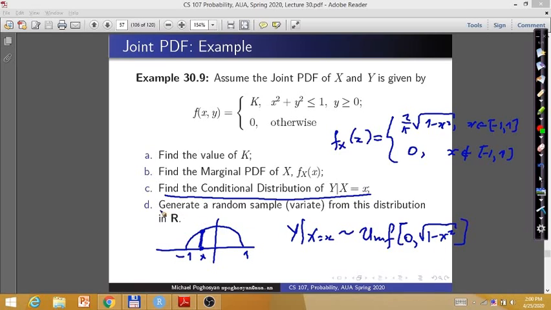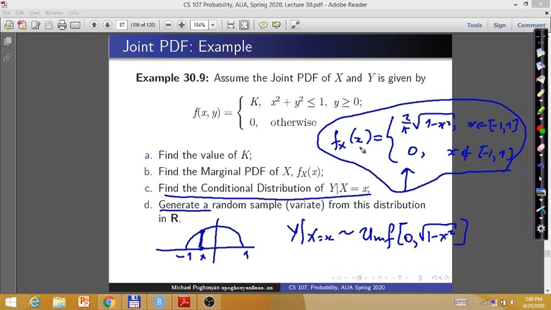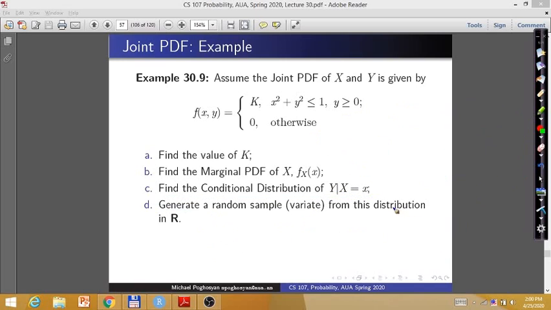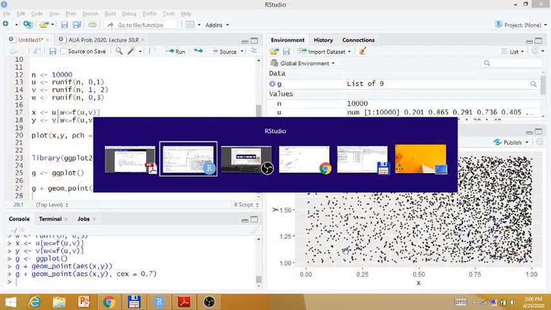So what I want to do, I want to generate a random sample, random variate from this distribution in R. So points here with this distribution. How will I obtain it? So first I will generate values x from this distribution, and for that I will use rejection sampling. So I will obtain some points with this distribution. Then for each point I will generate a uniform number from 0 to square root of 1 minus that point squared, and return the point xy. So I'm doing this in R, erasing and passing to R.